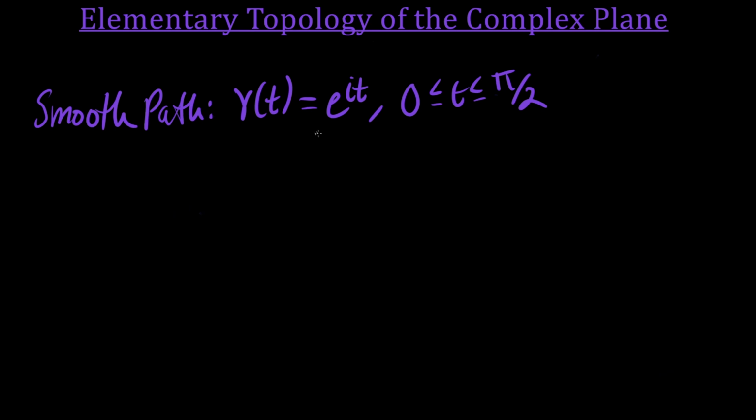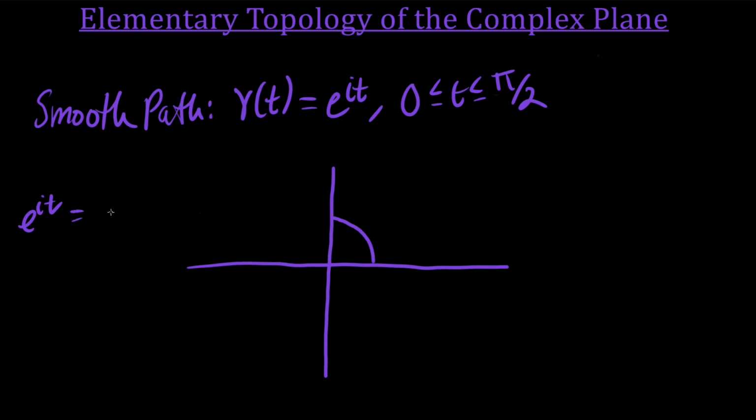Something else I want to mention here is that paths always have a sort of direction or orientation to them. If we draw this path out, it's going to look something like the portion of the unit circle in quadrant 1. You get that by using Euler's formula, e to the power it equals cosine of t plus i sine of t, and plugging in a bunch of points from 0 to pi over 2. Eventually you can connect the dots, and it'll look like the portion of the unit circle in quadrant 1.